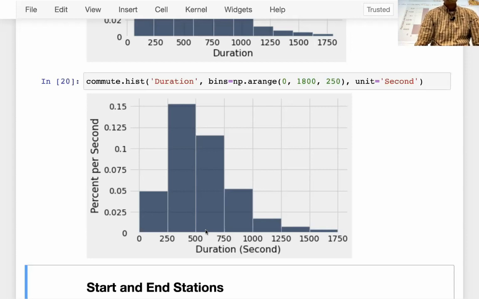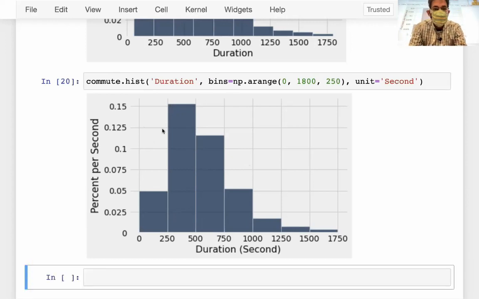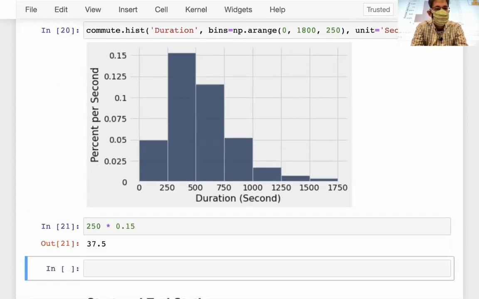If we looked at this histogram, could we figure out what percent of all the trips had a duration between 250 and 500? How would we figure out that percentage? Is the height of this bar 0.15 times the width of this bar, 250 seconds, is 37.5%. And this is actually a little bit higher than 15, right? So it's like 38%.